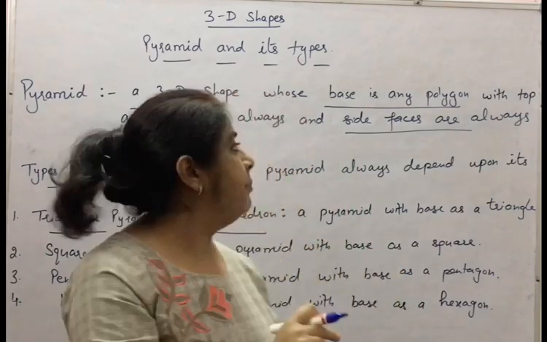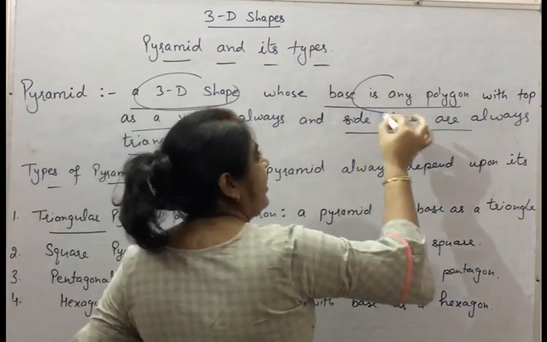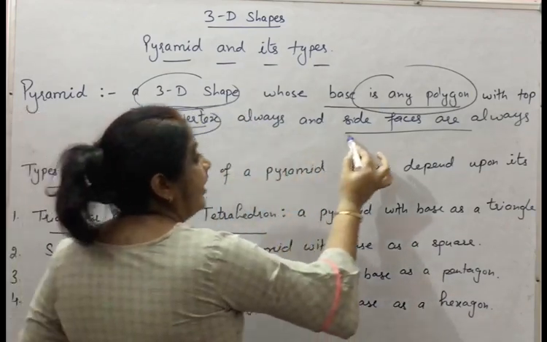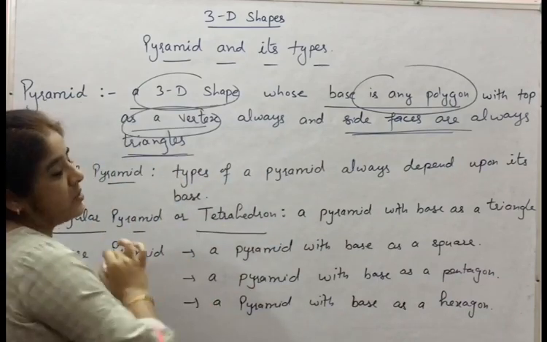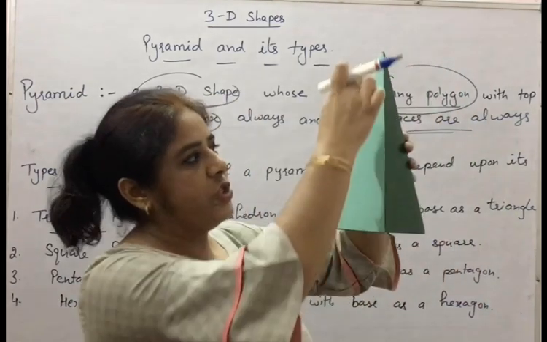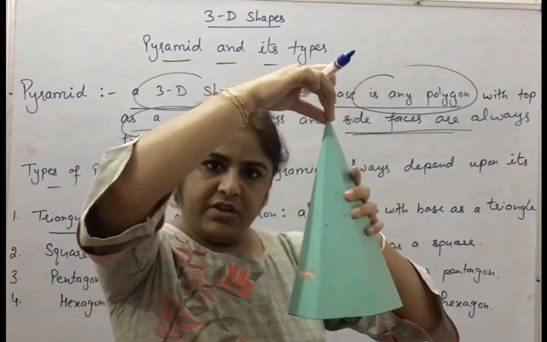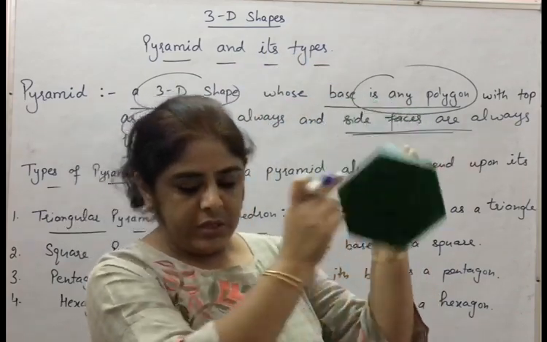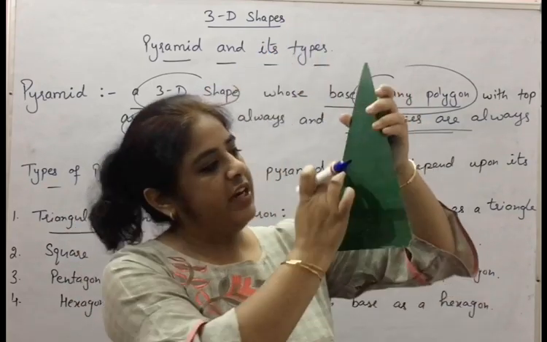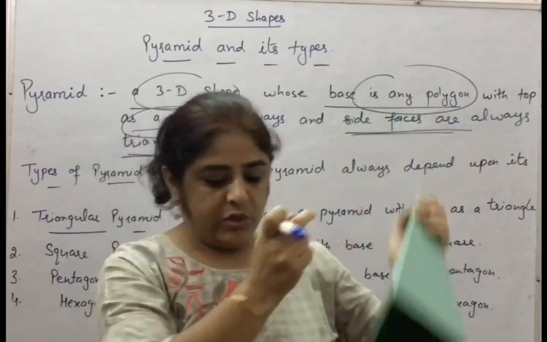So what is a pyramid? A pyramid is a 3D shape in which the base can be any type of polygon, the top is always a vertex, and side faces are always triangles. Now students, you can see this figure. Observing it: side faces are triangles, the top is a vertex, the base is a polygon. If we go with this one, the top is a vertex, side faces are triangles, and the base is a three-sided polygon.